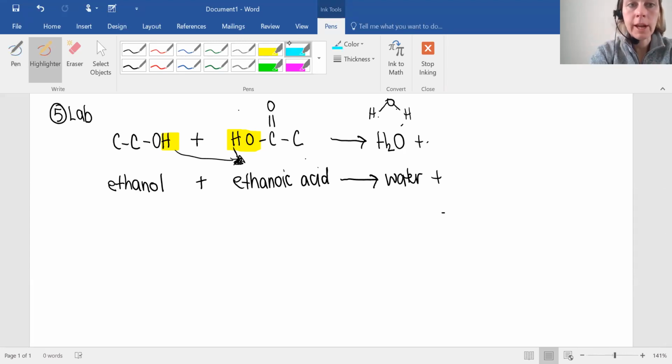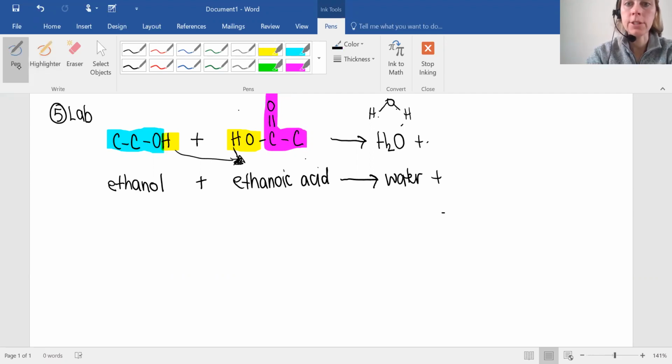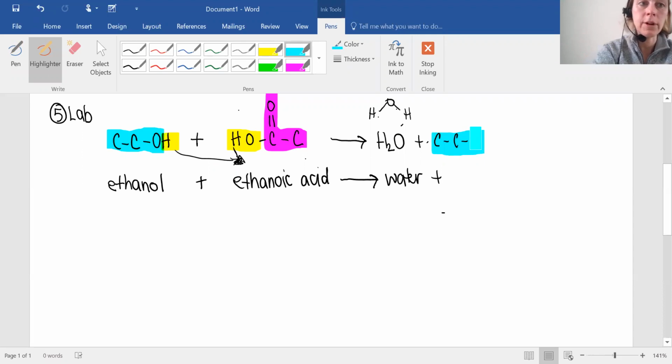So this is what happens, and I'm going to use my highlighter to explain it. From my alcohol, I'm left with this portion, the two carbon and the oxygen. From my acid, I'm left with the two carbon and my double bonded oxygen as well. So now I'm going to take that blue portion that I had. I'll continue on just to make sure you're clear where everything comes from.